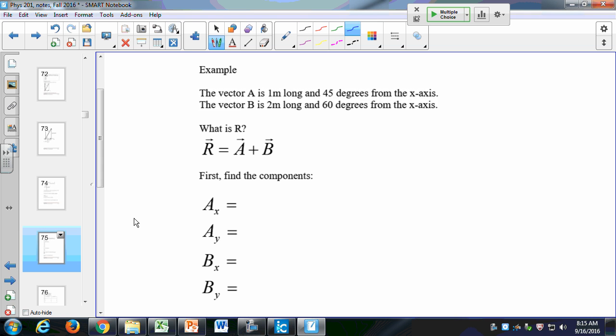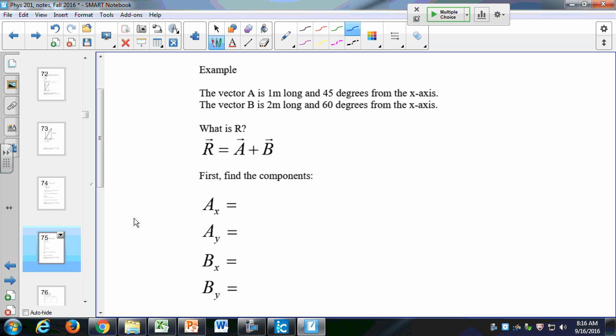All right. First thing I want to do is find the x and y components. So AX is going to equal A cosine theta. That's equal to 1 meter cosine of 45. And that's 0.71, I think. 0.71.